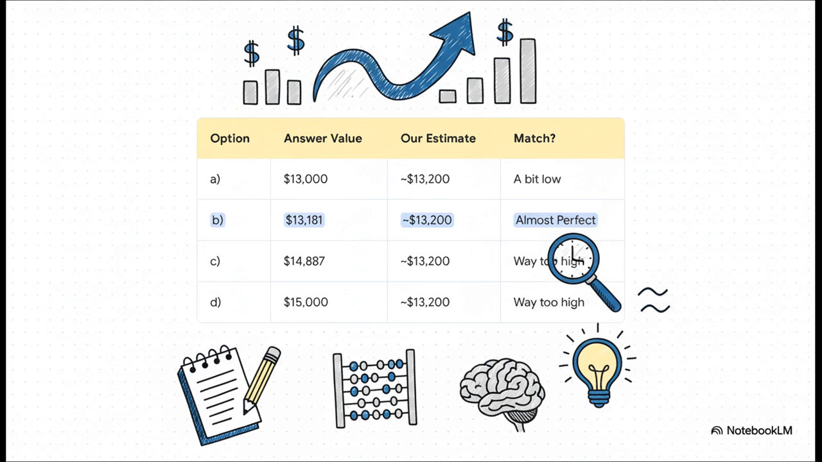All right, now for the moment of truth. Let's see how our $13,200 estimate stacks up against the multiple choice options. Okay, well, option C and D are immediately out. No way. They are way too high. Option A at 13 grand, it's a bit low. But look at option B, 13,181. That is an almost perfect match for our estimate. We found our answer, and we can be super confident about it.